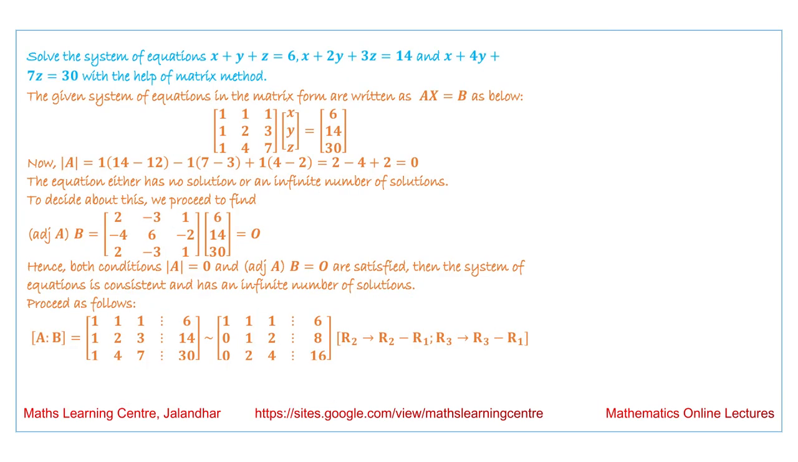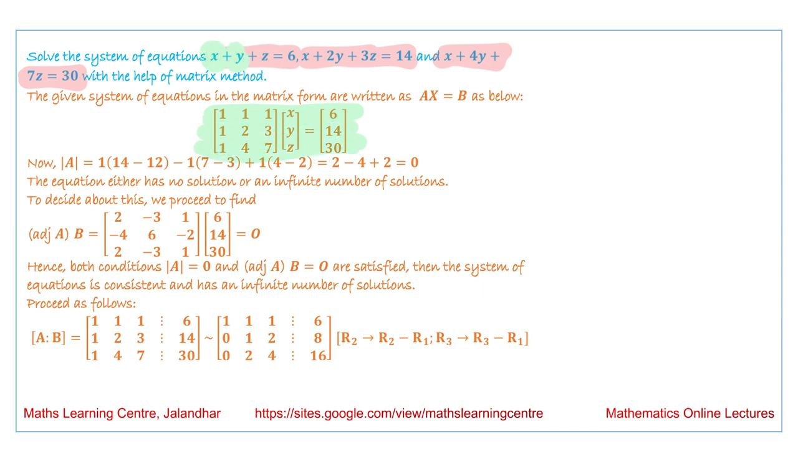Next, this system of equations is given to us and we have to solve it using the matrix method. So this is the first equation, this is the second equation, and this is the third equation that is given to us. We can write this system of equations in matrix form in this way. We have written the coefficients over here.